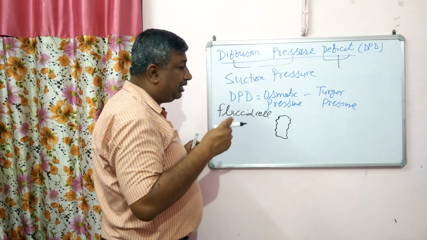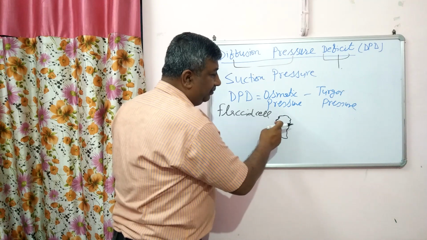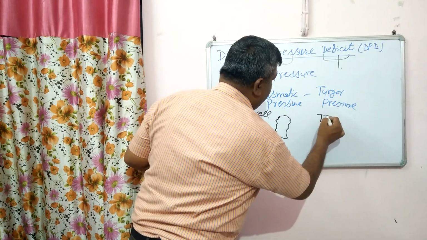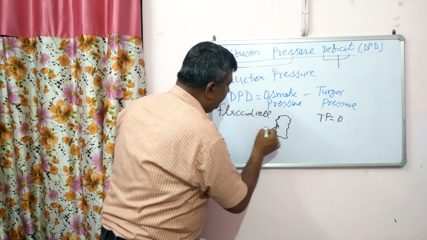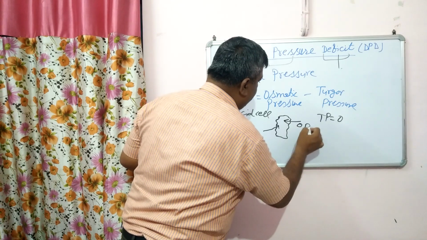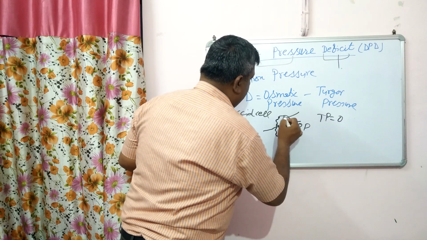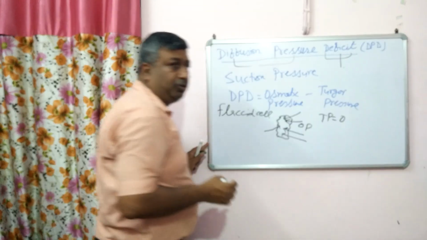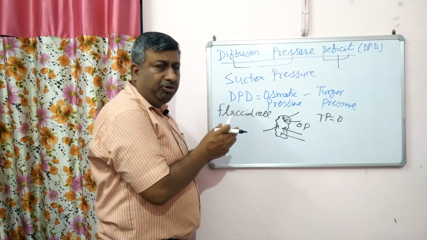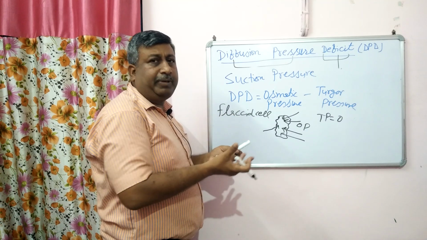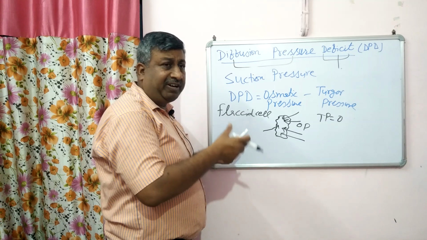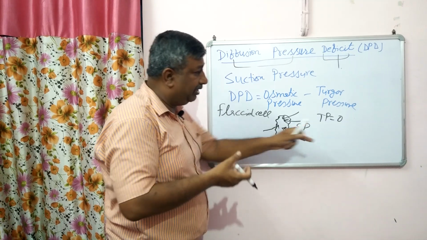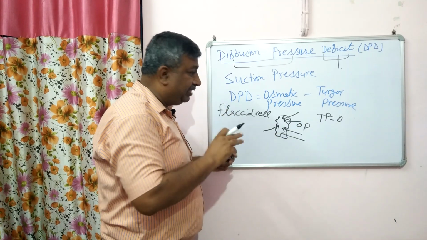and turgor pressure is 0 because there is no water. So TP is equal to 0. So water moves inside the cell due to osmotic pressure. So osmotic pressure is there, and then the cell starts to swell. अगर सेल फ्लैसिड है, सिकुड़ी हुई है, बिल्कुल पानी नहीं है, तो उसमें टर्गर प्रेशर होगा ही नहीं, because there is no water, so there is no pressure by water. जब वाटर नहीं तो वाटर प्रेशर कहाँ से लगाएगा, तो that's why turgor pressure is 0 in a flaccid cell.